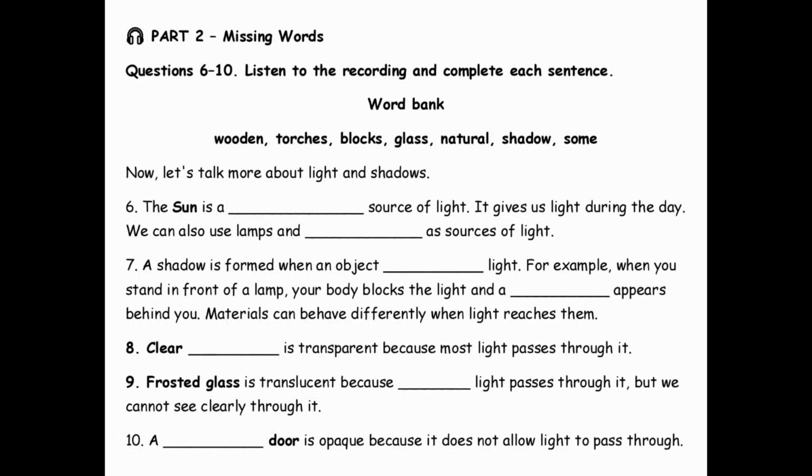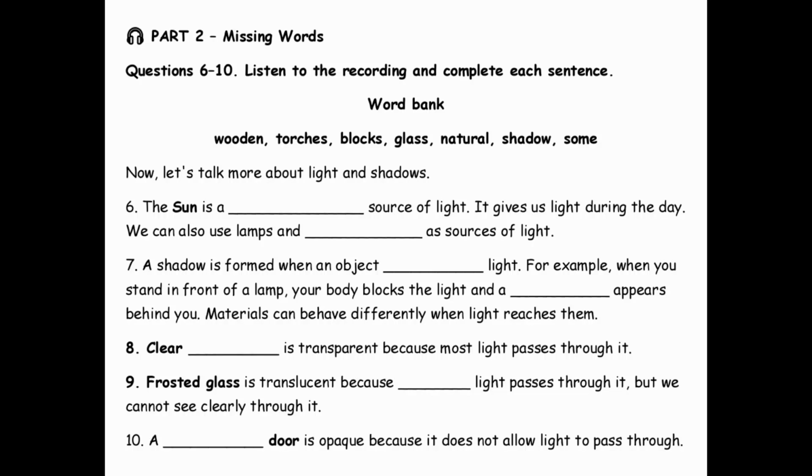Part 2. Missing words. Questions 6 to 10. Listen to the recording and complete each sentence. Now, let's talk more about light and shadows. The sun is a natural source of light. It gives us light during the day. We can also use lamps and torches as sources of light.